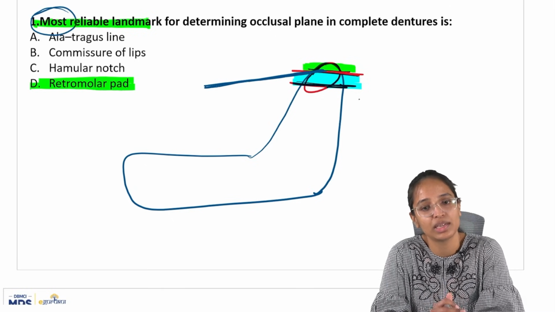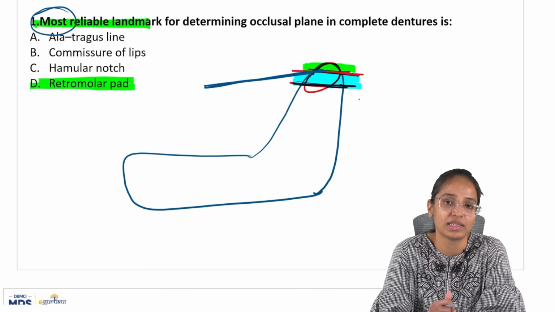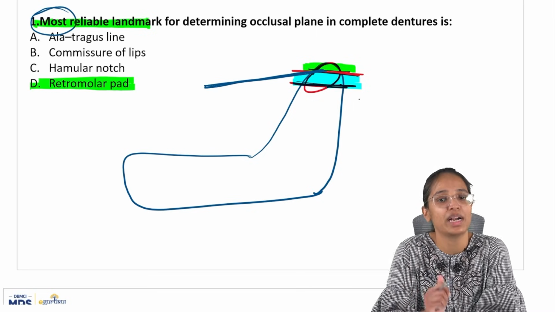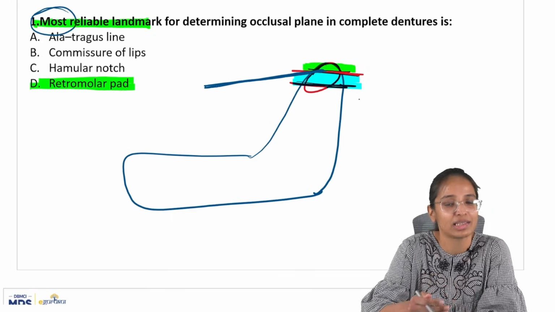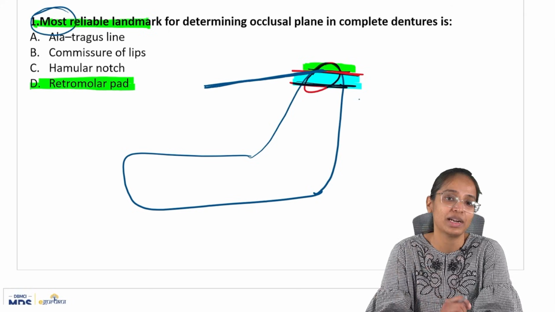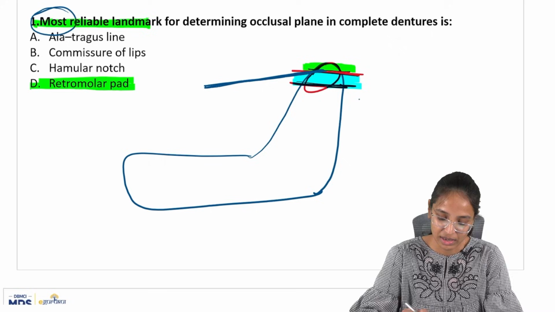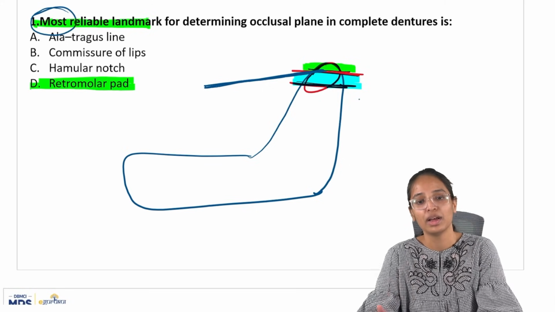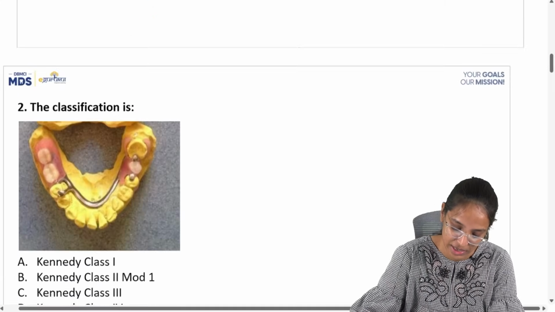When you have your allotragus line, it just helps determine the level or plane or the parallelism of your maxillary occlusal rim. Commissure of lips will help you just determine the level of the mandibular anterior part of the occlusal rim. Hamular notch will help you just determine the extent of the denture base. It has no relation to your occlusal plane, but your retromolar pad area will be rather the level of the junction of anterior 2/3 and posterior 1/3. That level will help you determine what is the exact level of your occlusal plane. So first question answer will be D.